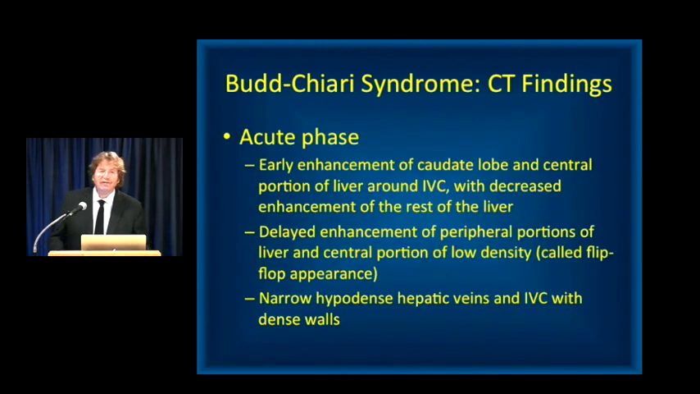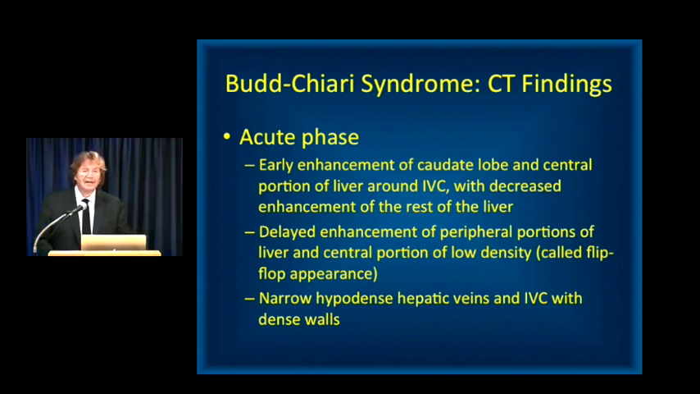In the acute phase, there may be early enhancement of the caudate lobe and central portions of the liver, as I mentioned, and you have this relative bright center, and the periphery shows decreased attenuation, which is a very unusual appearance. Not many things will do that, and when you see that, I'm always thinking Budd-Chiari. And then when you get delayed scans, there's delayed enhancement of the peripheral portions of the liver, and the central portion is of low attenuation, sort of a flip-flopping. What was high becomes low, what was low becomes high.